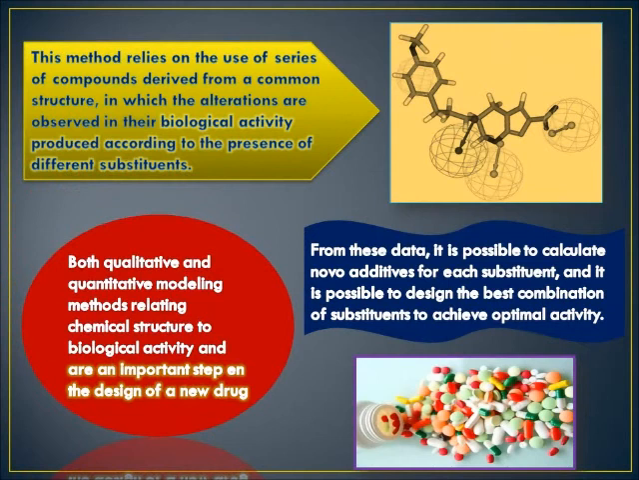This method relies on the use of series of compounds derived from a common structure, in which the alterations observed in their biological activity are produced according to the presence of different substituents. From these data, it is possible to calculate novel additive values for each substituent, and to design the best combination of substituents to achieve optimal activity. Both qualitative and quantitative modeling methods relating chemical structure to biological activity are an important step in the design of a new drug.